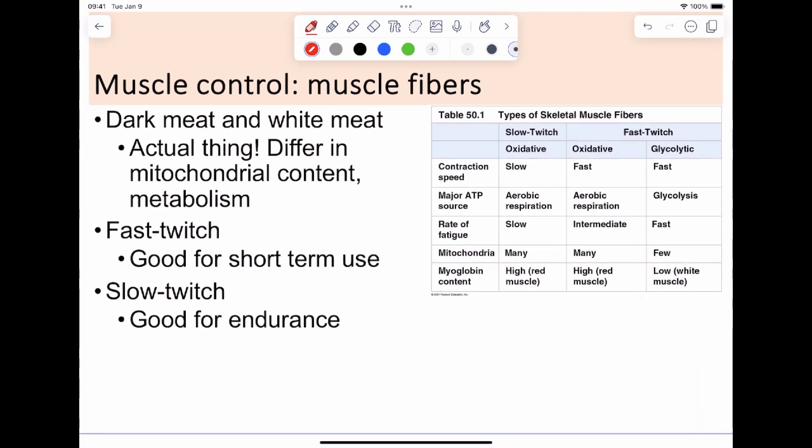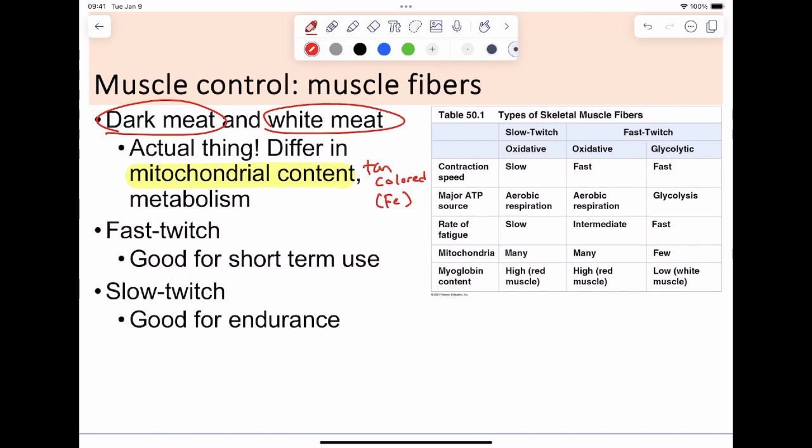Anyway, all muscles are not the same. People talk about dark meat and white meat. There is a difference. You can observe the difference, but they actually do have physiological differences between them. Dark meat is dark because of mitochondria. And mitochondria have a tan color to them, because mitochondria have iron. And diffuse amounts of iron look like a tannish color, like the gray matter of a brain or a spinal cord. Same thing. So if you have dark meat, it has more mitochondria. If you have white meat, it has less mitochondria.